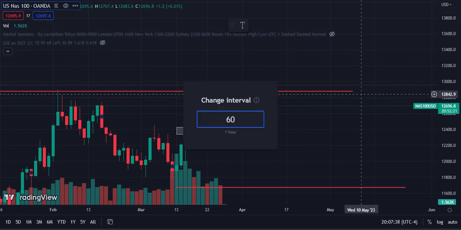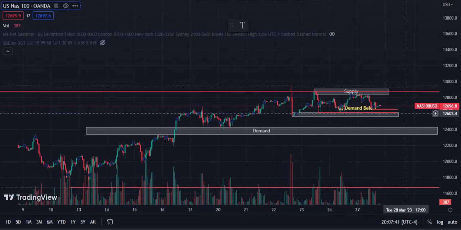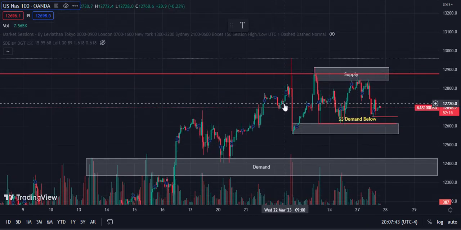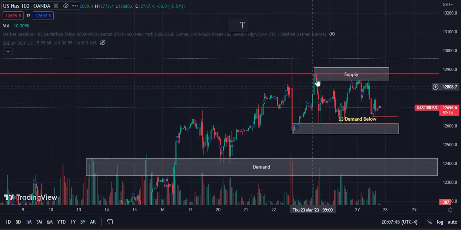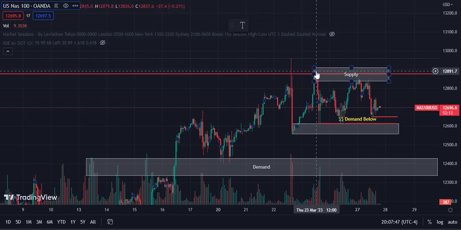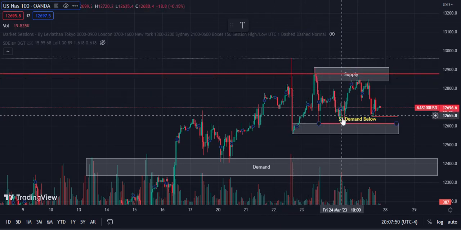So I might go down to a lower time frame. Look at that. We swept this ironically on FOMC, and then look at that retracement, and then once we hit it again, we're gone. We're down.